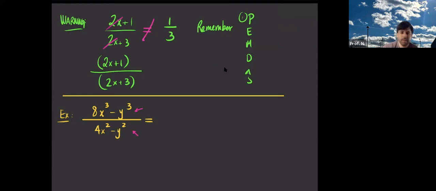So whenever you see those 3's as exponents, you should think of what? And whenever you see those 2's, you should think of what? When you have the 3's, it's three-dimensional, it's a cube. So the numerator should be a difference of what? Difference of cubes, or perfect cubes. And the denominator here, the 4 is a perfect square, x squared, y squared. So this is a difference of perfect squares.